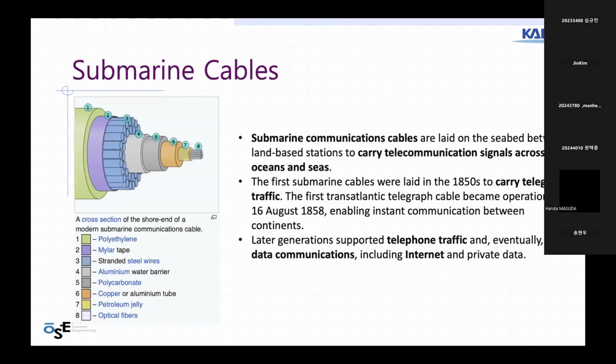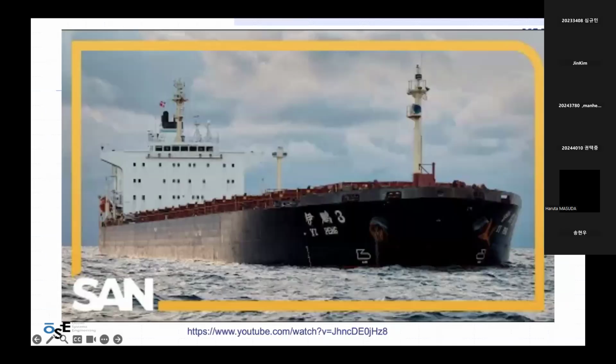Next one is about submarine cables. These submarine cables are laid on the seabed between land-based stations and carry telecommunication signals across oceans and seas. Those submarine cables were first laid to carry telegraph traffic. However, these days they are used to carry telephone traffic and digital data communications. I'm going to show you a video about these.